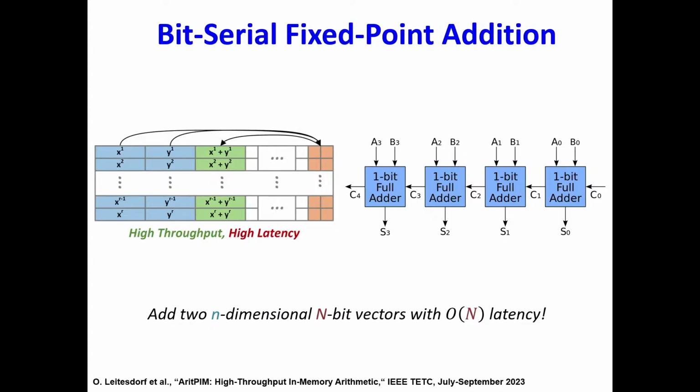Let's assume that we want to do a ripple carry adder, for example. Then what we need to do is to take an n-dimensional vector x and an n-dimensional vector y, add them together, and we also already saw that the size of the vector doesn't matter. The important thing is what happens within the element.